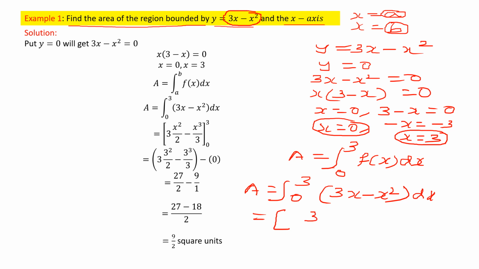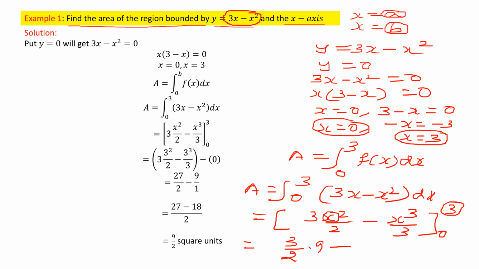First term 3 is constant. Integration of x will give you x squared by 2 minus integration of x power 2 will give you x to the power 3 over 3 between the limits 0 to 3. So first we have to apply the upper limit. So here we have 3 by 2. In place of x, we will substitute the upper limit 3. So we have 3 to the power 2, which is 9. Minus this x also, we have to replace with the upper limit 3. That will give you 3 to the power 3. So 3 to the power 3 will give you 27 over 3.